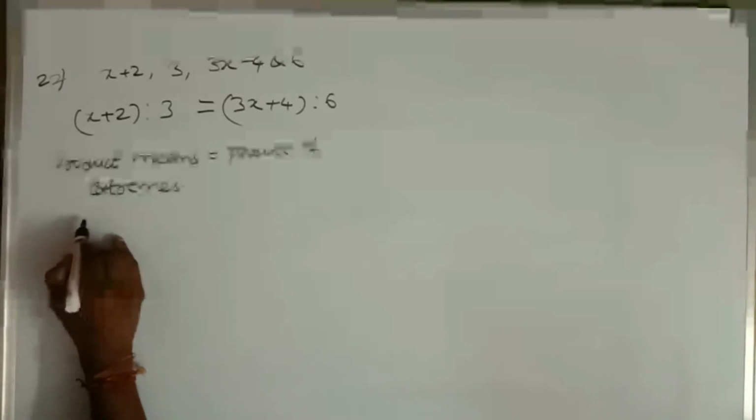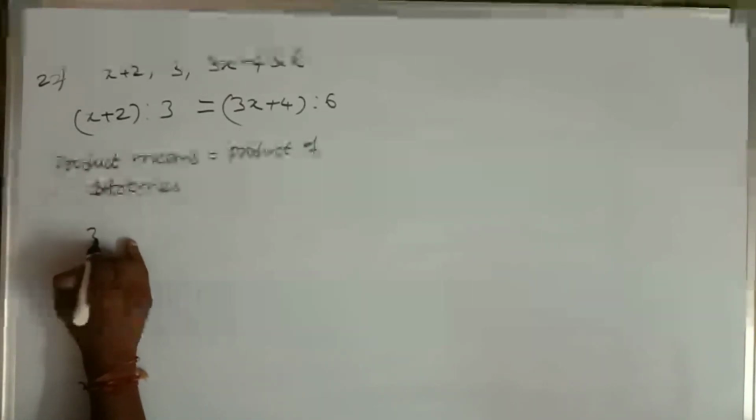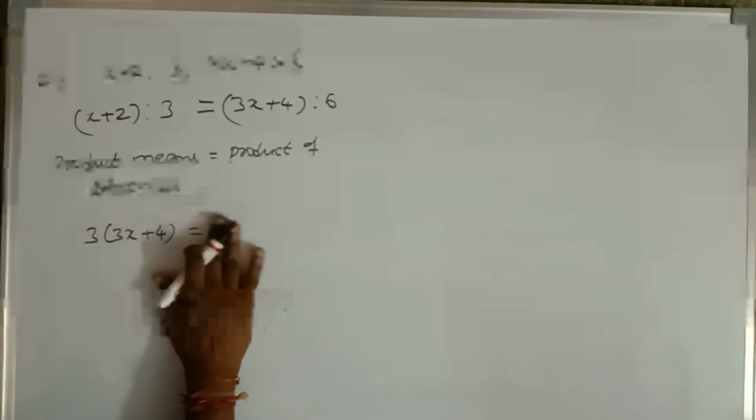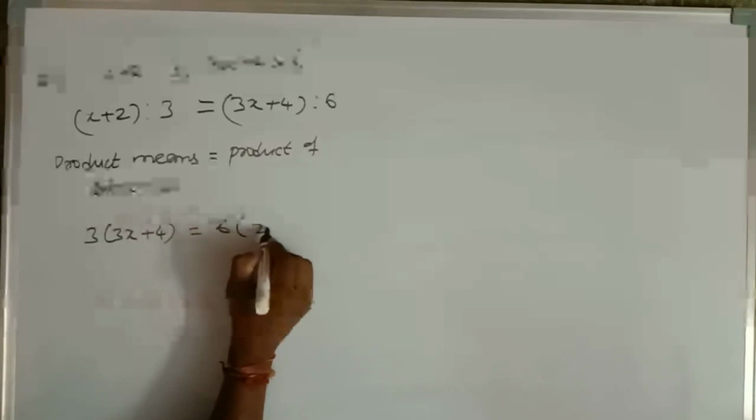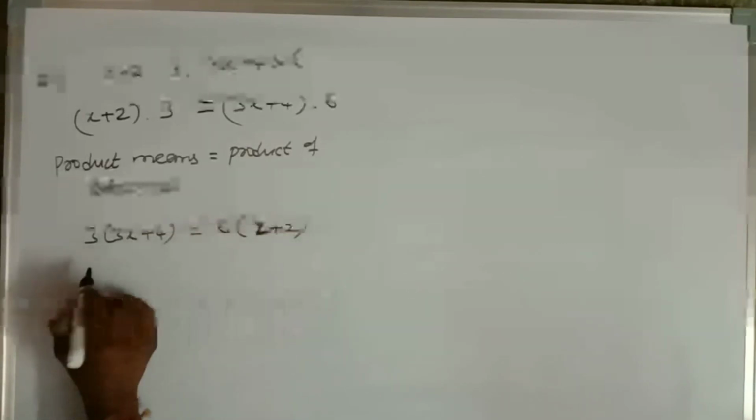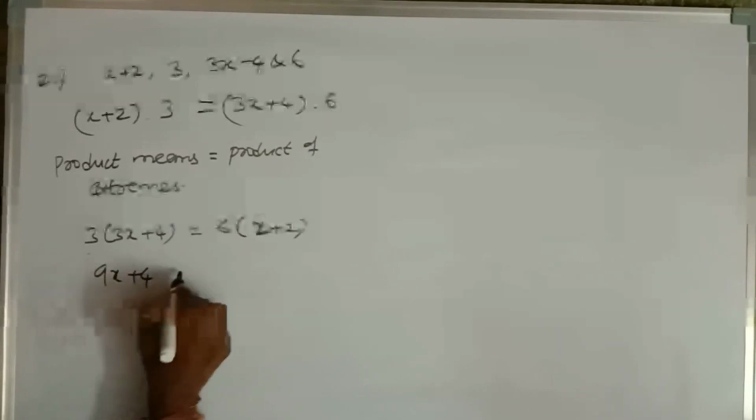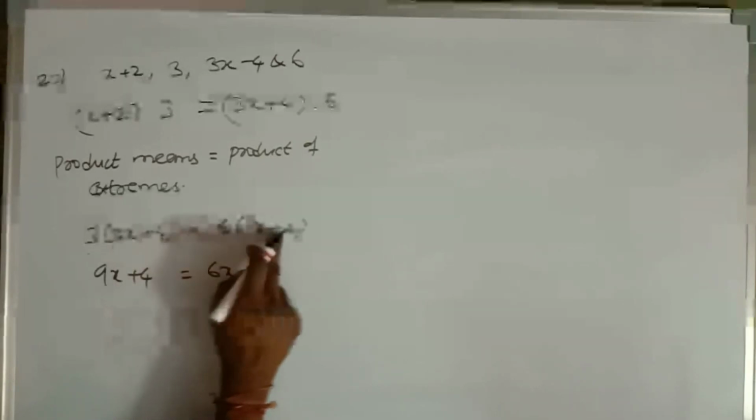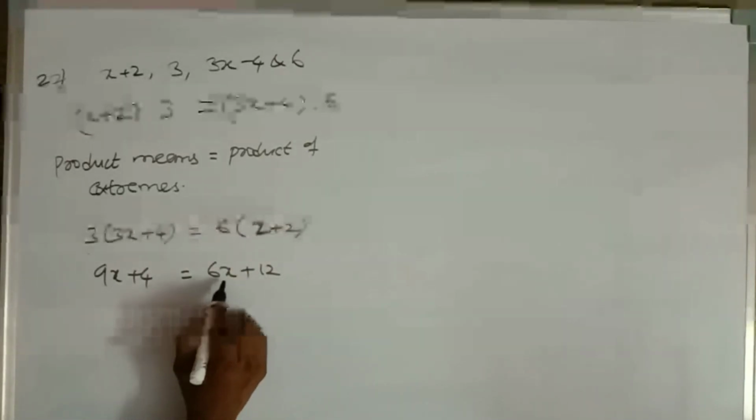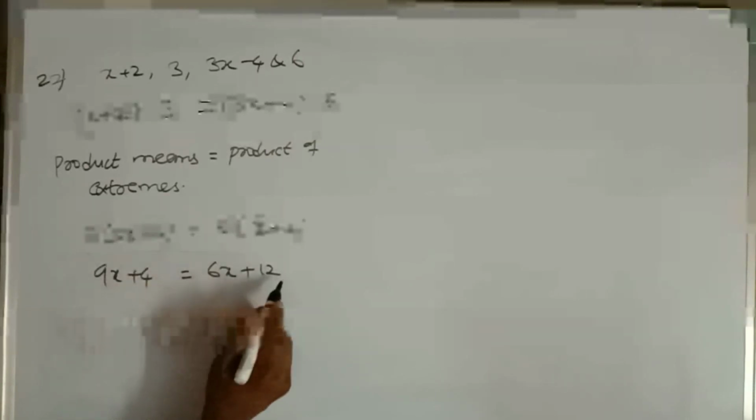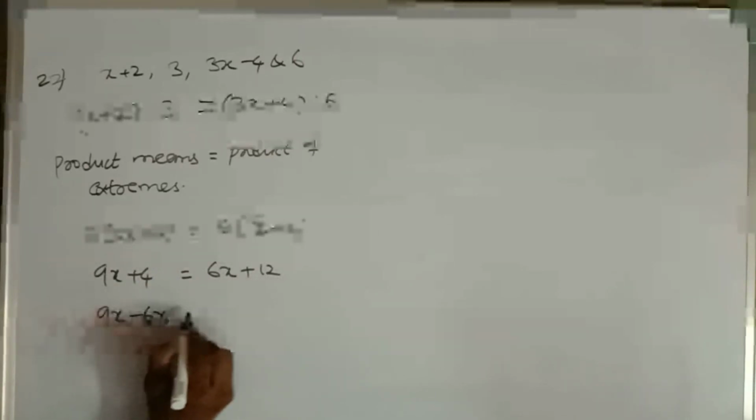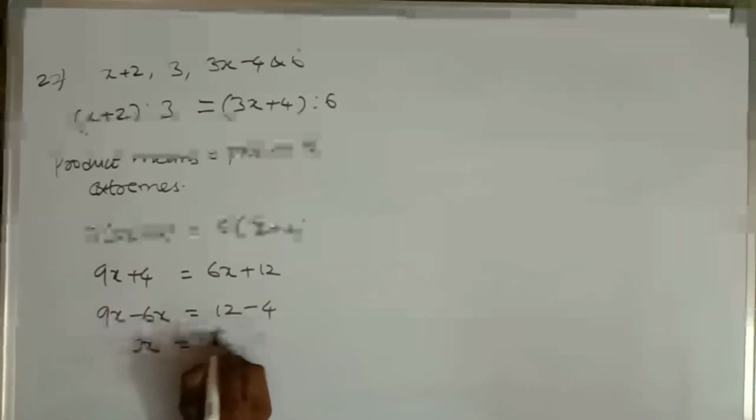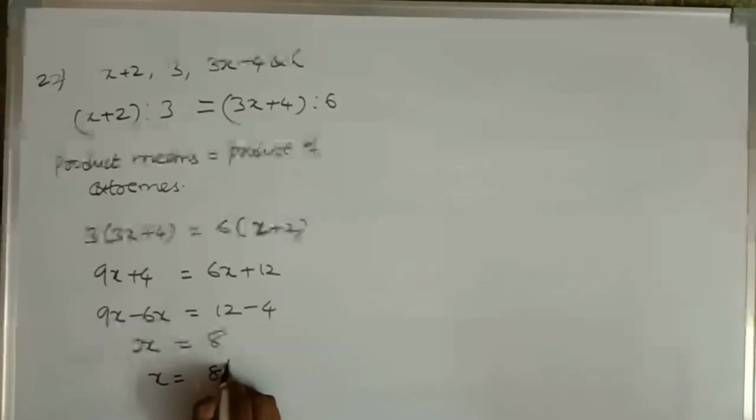So that means product of means: 3 into 3x minus 4 is equal to 6 into x plus 2. Now simplify it. 9x minus 12 is equal to 6x plus 12. 6 into x is 6x, plus into plus is plus, 6 2s are 12. Now I am going to take this 6x to the left side and 12 to the right side. That is 9x minus 6x is equal to 12 plus 12. 9x minus 6x is 3x is equal to 24. Then x is equal to 24 by 3.